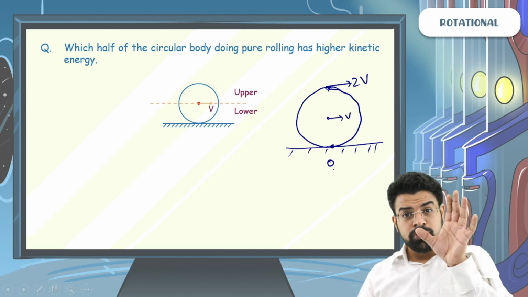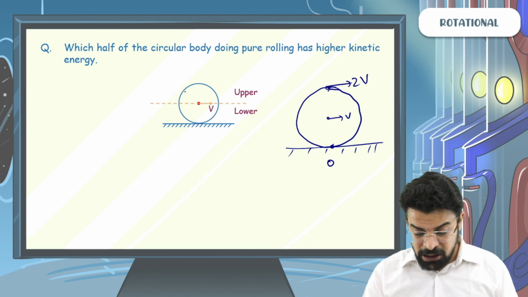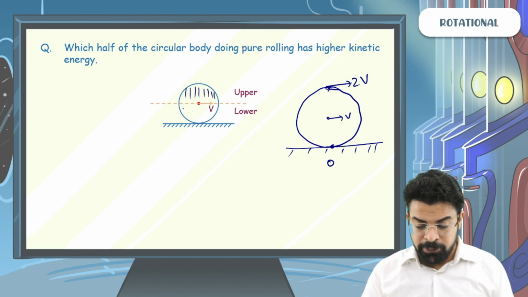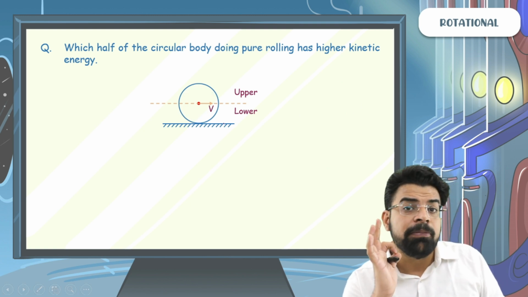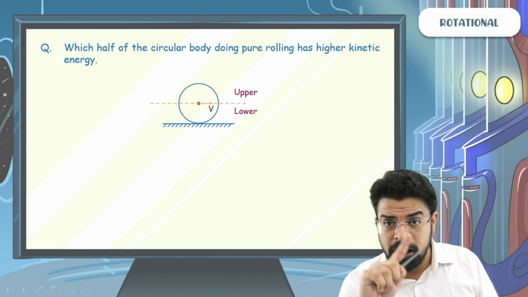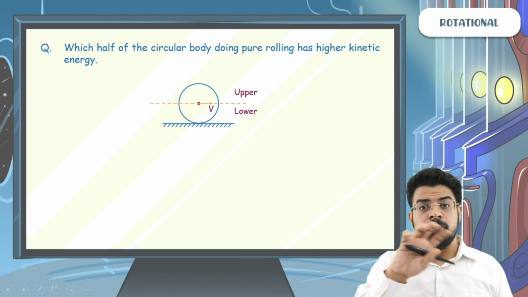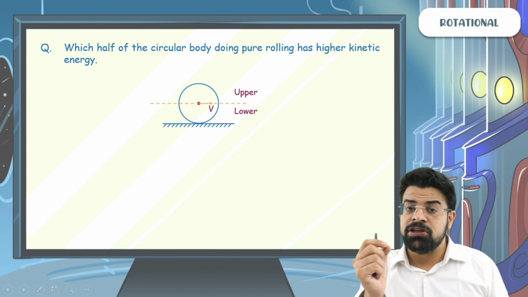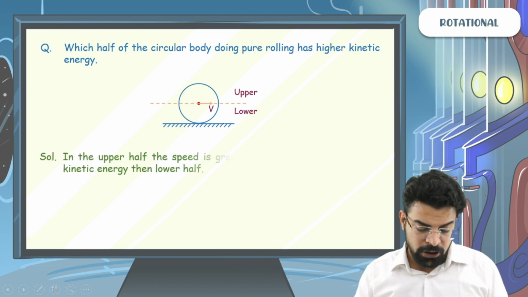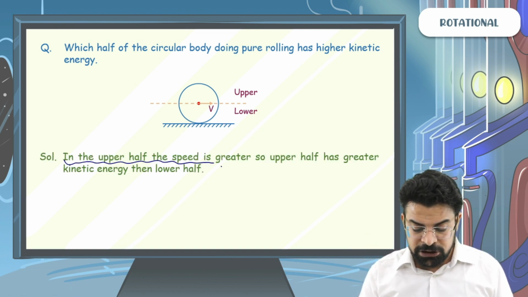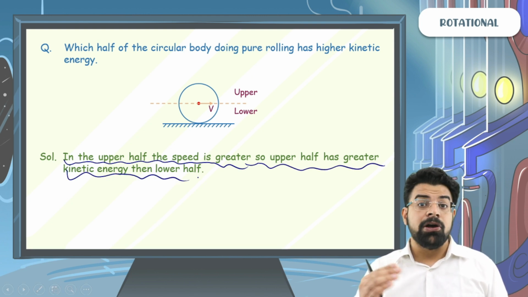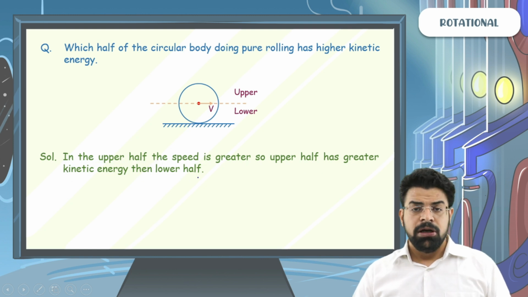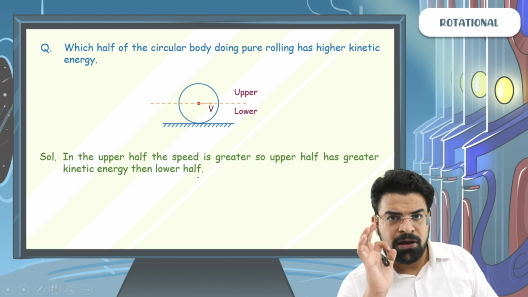Since the topmost point moves faster, the upper half particles have a higher speed compared to lower half particles. Since the upper half particles have higher speed, the upper half of such a body performing pure rolling will have more kinetic energy associated with it compared to the lower half. So in the upper half, the speed is greater, so the upper half has greater kinetic energy compared to the lower half. Now let's move on further and understand more concepts.